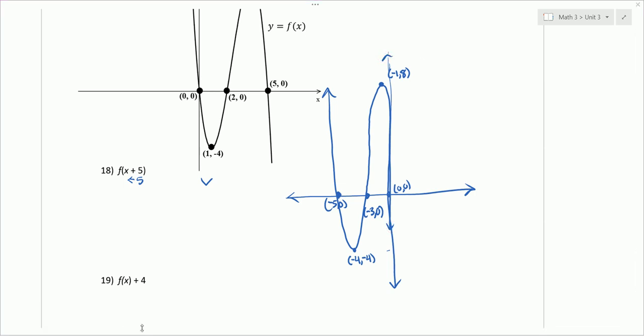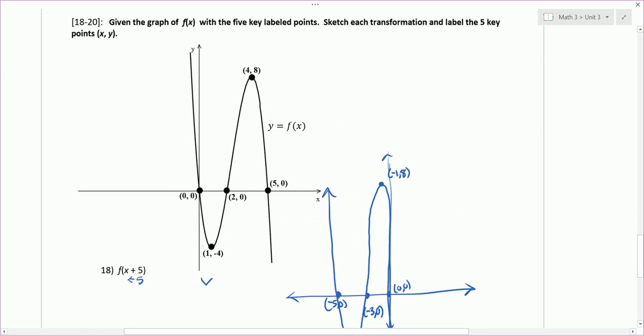Okay, number 19. 19, we have f of x plus 4. So what that's going to do is move everything up 4 units. Okay, so let's look at the original graph. And if we take each point and move it up 4 units, what's happening here? So originally it was 0, 0, so now it's up at 0, 4, right? Here we were at 1, negative 4. If we move up 4 units, we're adding 4 to the y value. So our y value was negative 4, so negative 4 plus 4 moves us up right here at 1, 0.